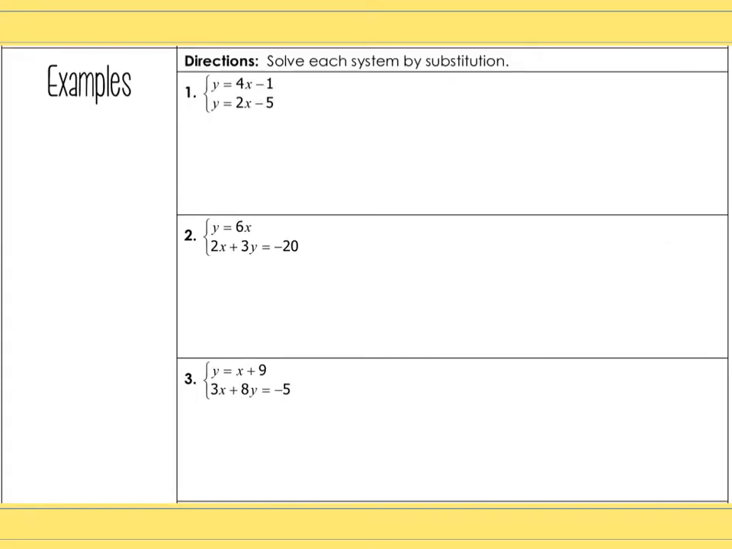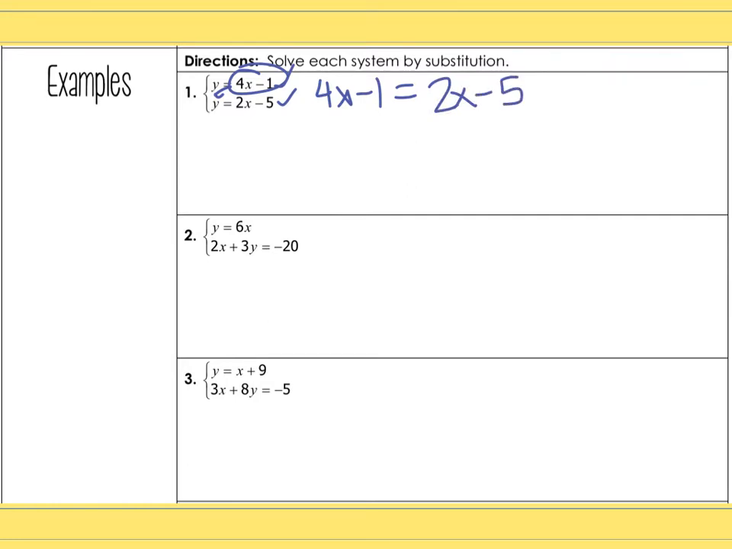So we're going to do our first 3 examples. Nice thing about substitution, remember that first step, we're just trying to get x or y by itself. And the nice thing about number 1, both of these are by themselves. So we know what y equals over here, and we know what y equals here. Since these both are equal to y, we can actually set them equal to each other. So I'm going to substitute 4x minus 1 in for the y here, since that's what y equals. So I have 4x minus 1 equals 2x minus 5.